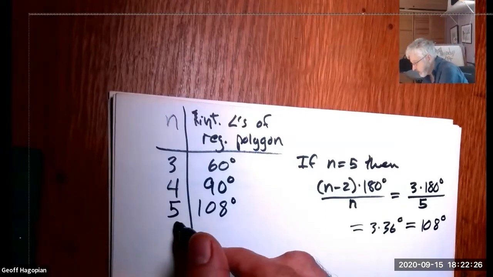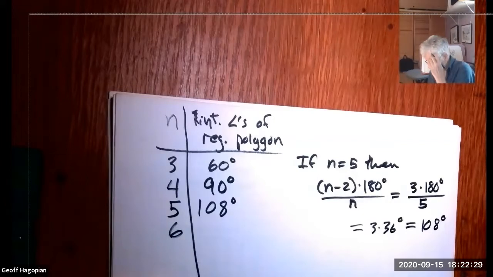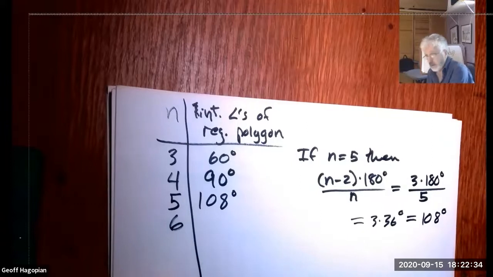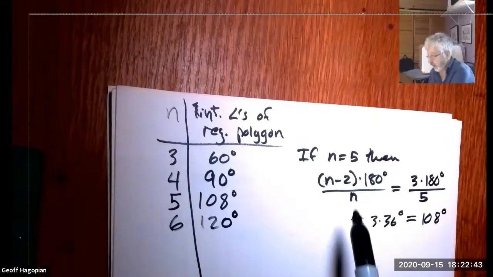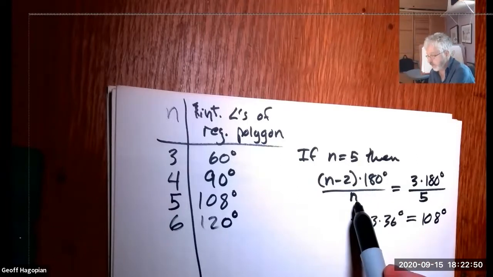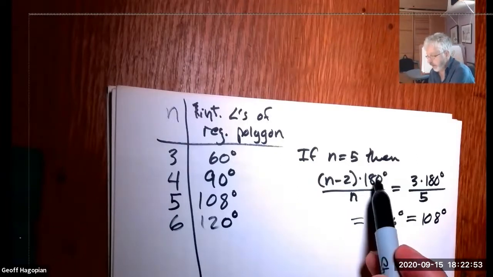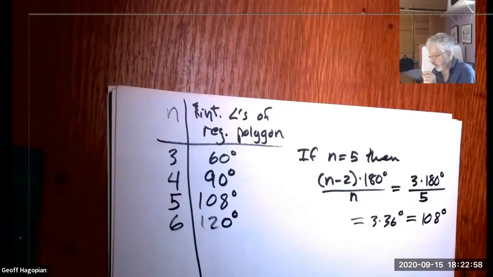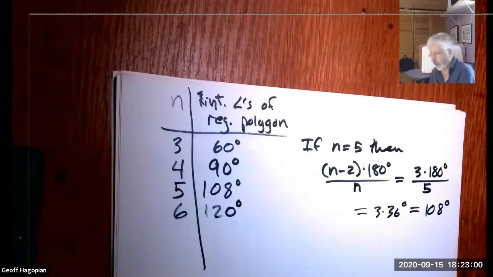How about 6? Well, that's a hexagon, and just ask any of your friendly neighborhood bees: 120 degrees. Let's see why. 4 times 180 degrees divided by 6, and 180 divided by 6 is 30. 4 times 30 is 120. That's easy enough that I'm not even going to write it out.